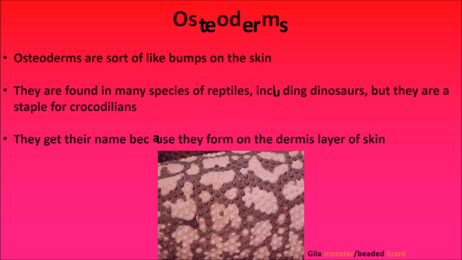Now we've looked at some of the creatures that are found in this genus. Let's look at some features that they all have. First is osteoderms, which are sort of like bumps on the skin. They are found in many species of reptiles, including dinosaurs, but they are a staple for crocodilians. And they get the name because they form on the dermis layer of the skin. That's why they have the derm part at the end of the name. At the bottom there you can see a picture, and those bumps on the skin are the osteoderms.